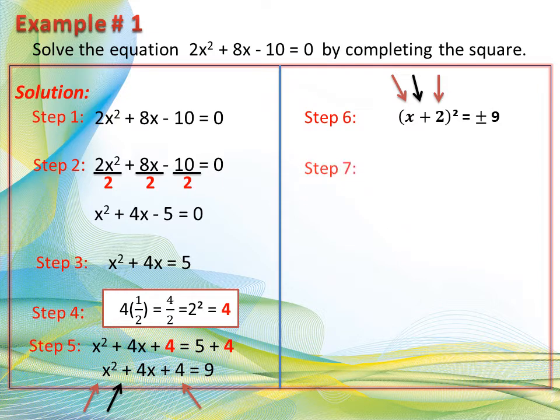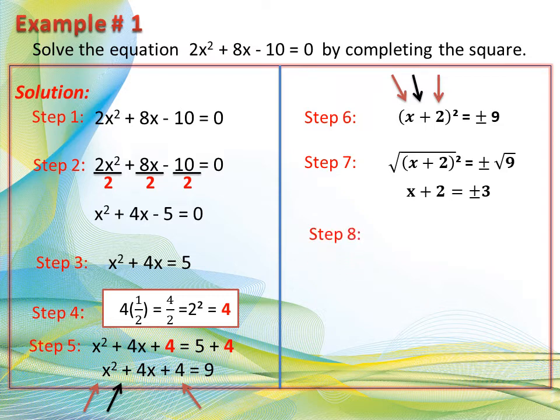Okay, for step number 7, to be able to eliminate the square of x plus 2, we're going to get their square root both sides. So, ayan. Kung ano yung ginawa mo sa kaliwa, gagawin mo sa kanan. So, kung naglagay tayo ng square root sa kabila, maglalagay din tayo ng square root sa kanan. So, pag ginawa natin yung square root nila, matatanggal yung square ni x plus 2. So, makakancel yan. Then, yung square root ni 9, which is 3.